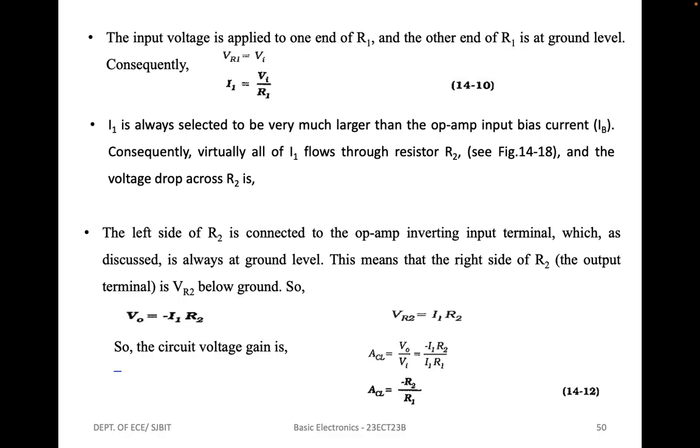Consequently, virtually all of I1 flows through the resistor R2, and the voltage drop across R2 is VR2. The left side of R2 is connected to the op-amp inverting input terminal, which, as discussed, is always at ground level. That means that the right side of R2, the output terminal, is VR2 below ground. So these are the equations for closed loop voltage gain, that is ACL is equal to minus R2 by R1.